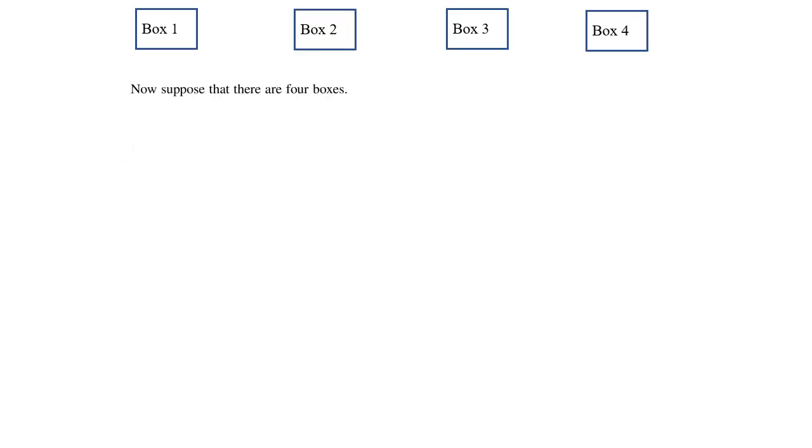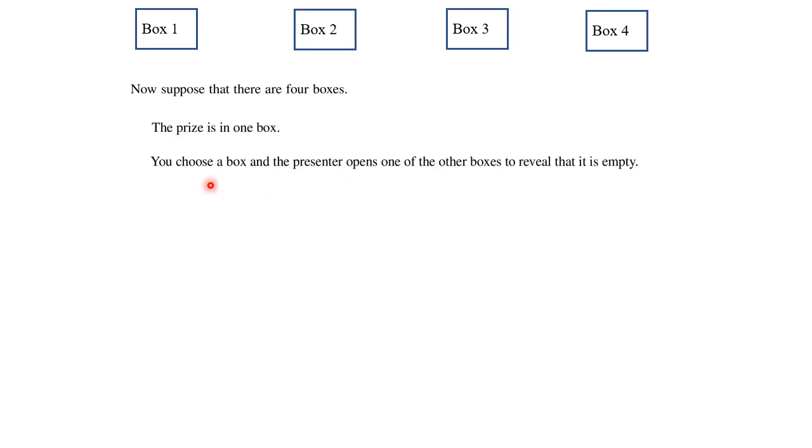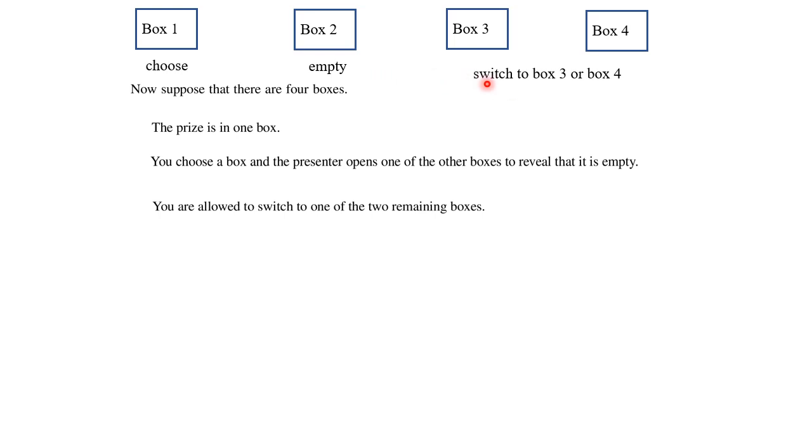Now let's extend this problem. Instead of there being 3 boxes, suppose we've got 4 boxes, and the prize is in one of the boxes. And you choose a box, so you say you choose box 1, and the second one is revealed to be empty. Then you are allowed to switch to one of the remaining 2 boxes. Of course, if you remain with your original choice, the probability of winning is a quarter.